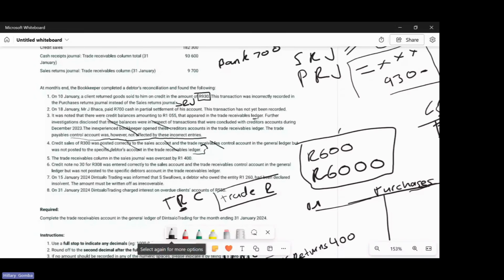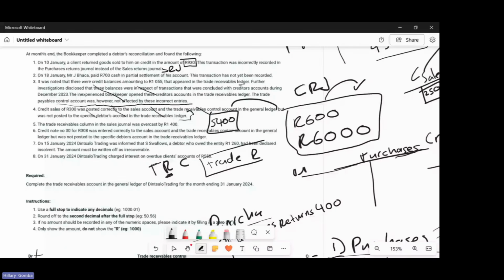So let's say, for example, this overcast was made in a CRJ, the cash receipts journal. You record the difference in your cash payments journal, which will be your 5.4. Because instead of recording that we received 600 Rand, we mistakenly recorded that we received 6,000, but we don't have 6,000 in our account, we only received 600. To rectify this error, we go to our cash payments journal and record the 5.4 so that it balances off the actual amount that we have in our bank account, if that makes sense.